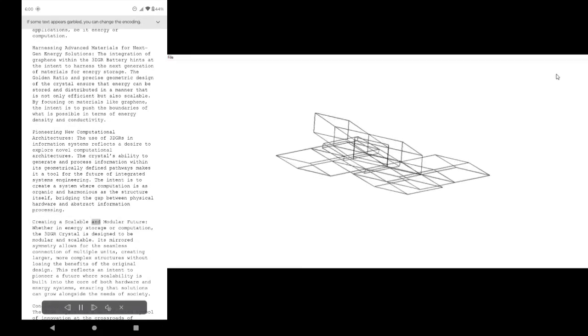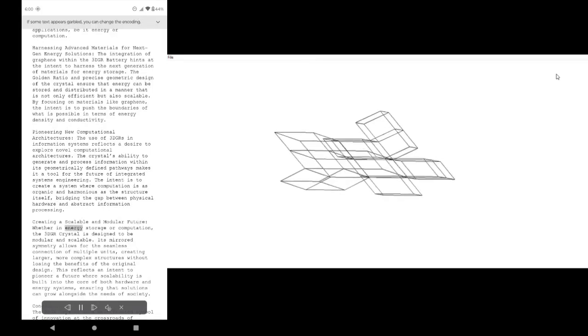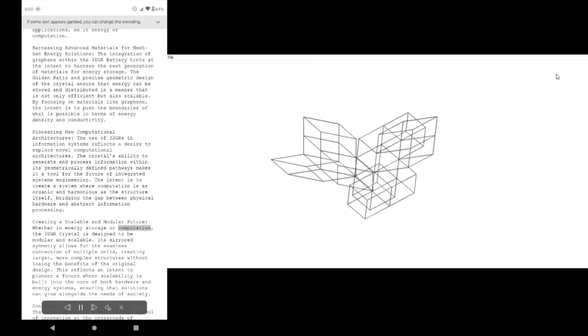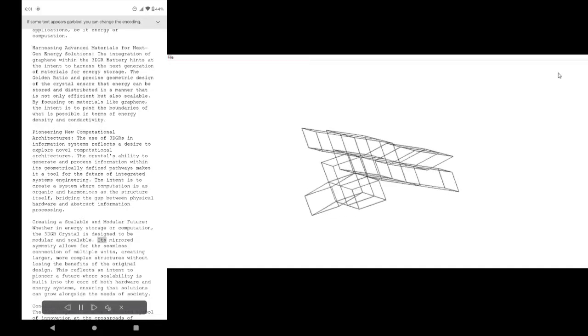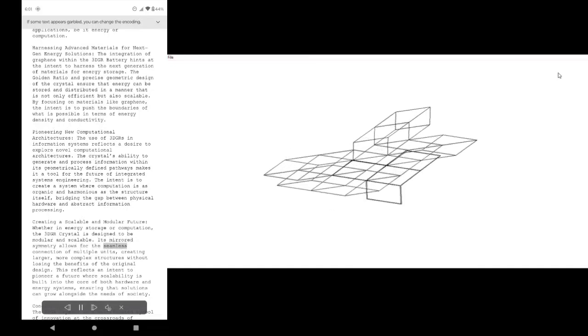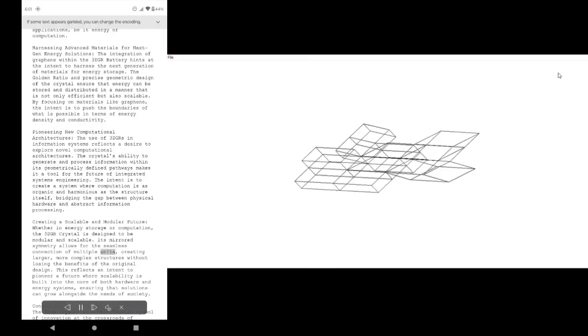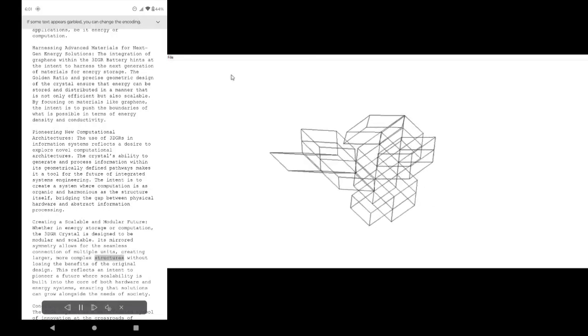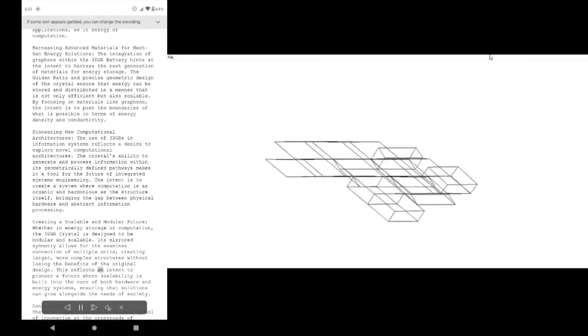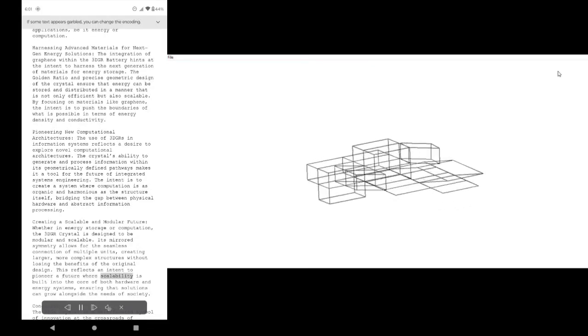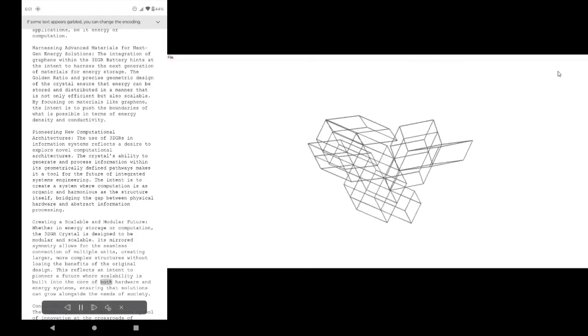Creating a scalable and modular future, whether in energy storage or computation, the 3DGR crystal is designed to be modular and scalable. Its mirrored symmetry allows for the seamless connection of multiple units, creating larger, more complex structures without losing the benefits of the original design. This reflects an intent to pioneer a future where scalability is built into the core of both hardware and energy systems, ensuring that solutions can grow alongside the needs of society.